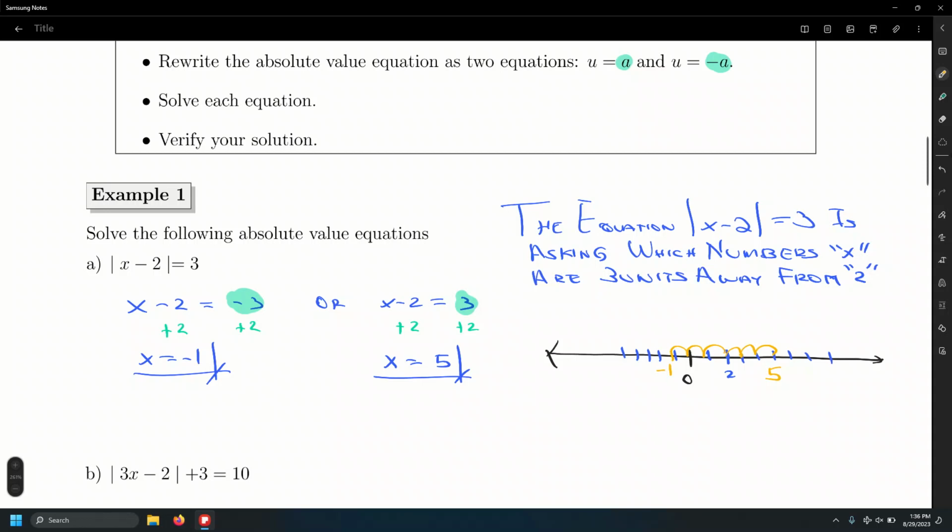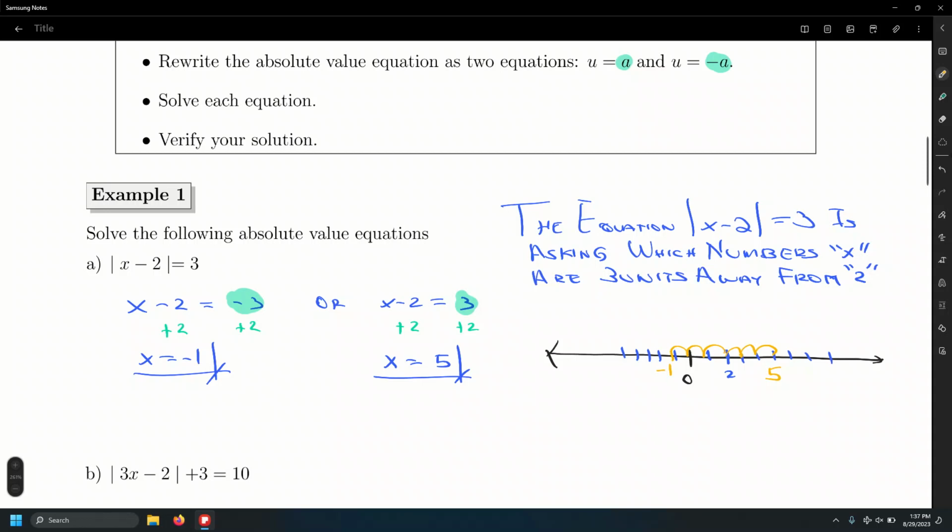So we're looking for the numbers that are, in this case, 3 units away from the number 2. So that's the real meaning behind solving an equation like this. All right. And by the way, every time you're given an absolute value equation, you don't have to do the interpretation. I'm just doing it so you can see the reasoning and the real meaning behind solving an absolute value equation.